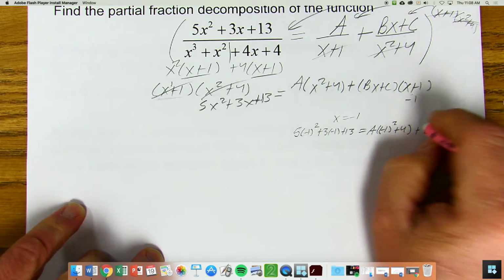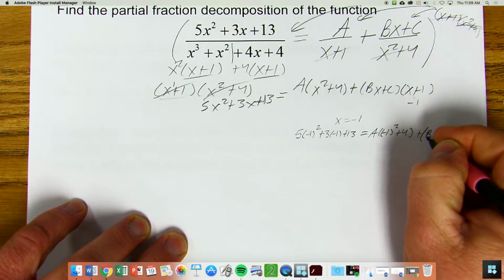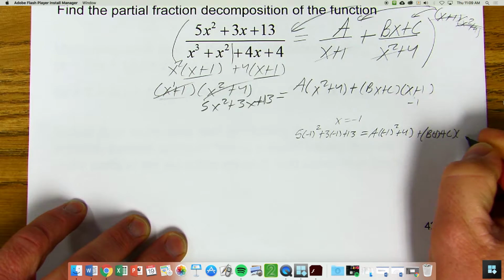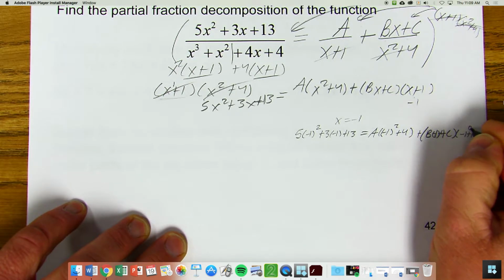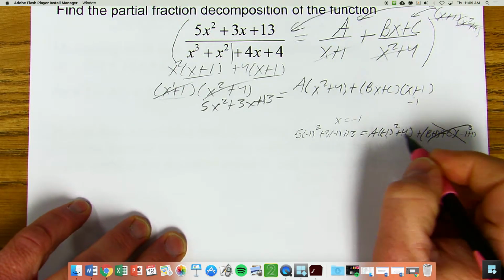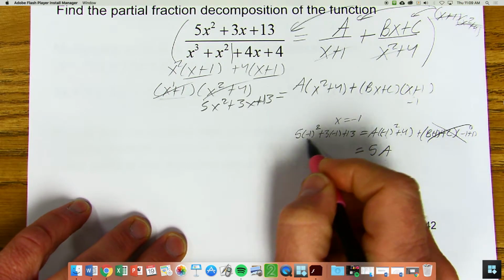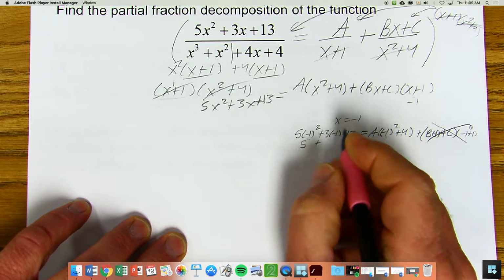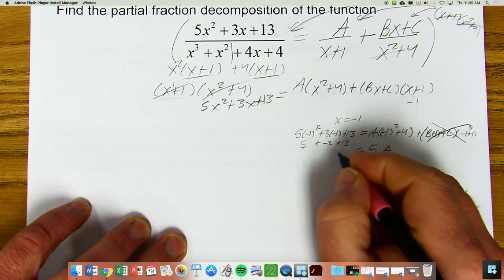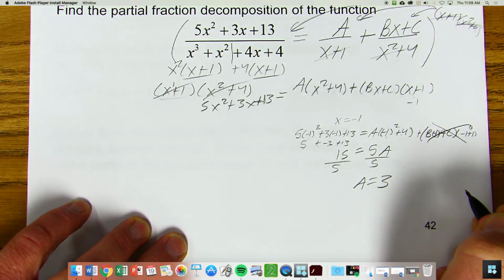Well, b actually, we said let x be -1. So it's b times -1 plus c times -1 plus 1, which is going to be 0. 0 times anything cancels, so that all cancels. -1 squared is 1. 1 plus 4 is 5. That gives me 5a equals -1 squared is 1. 5 times 1 is 5. Plus 3 times -1 is -3 plus 13. 5 plus -3 is 2. 2 plus 13 is 15. Divide by 5, and we get a equals 3.